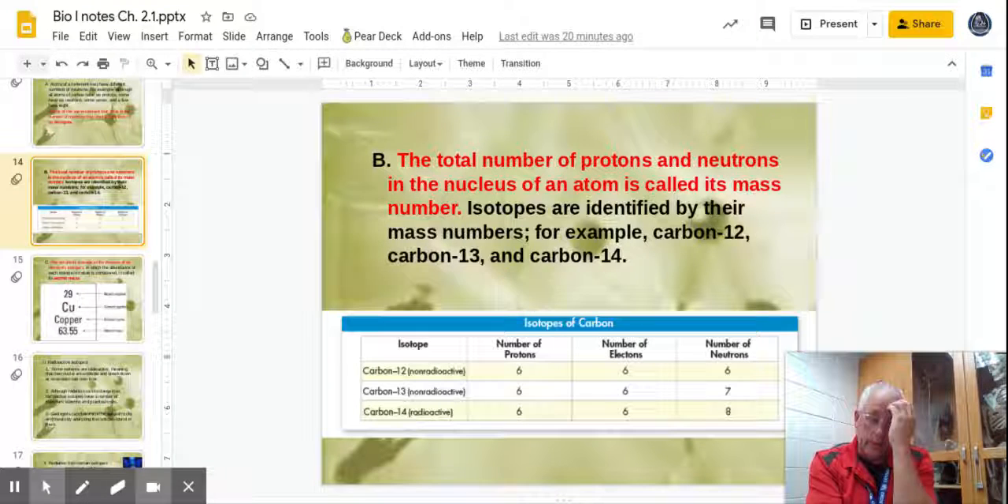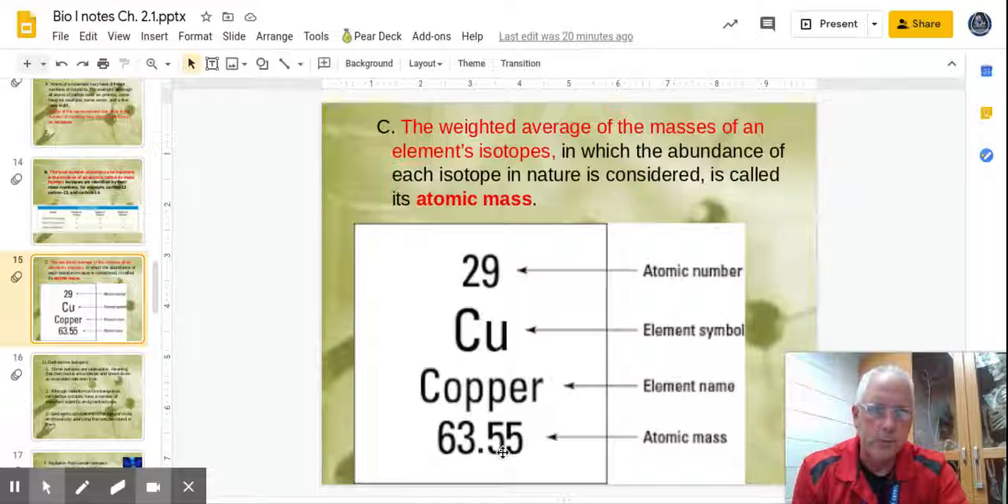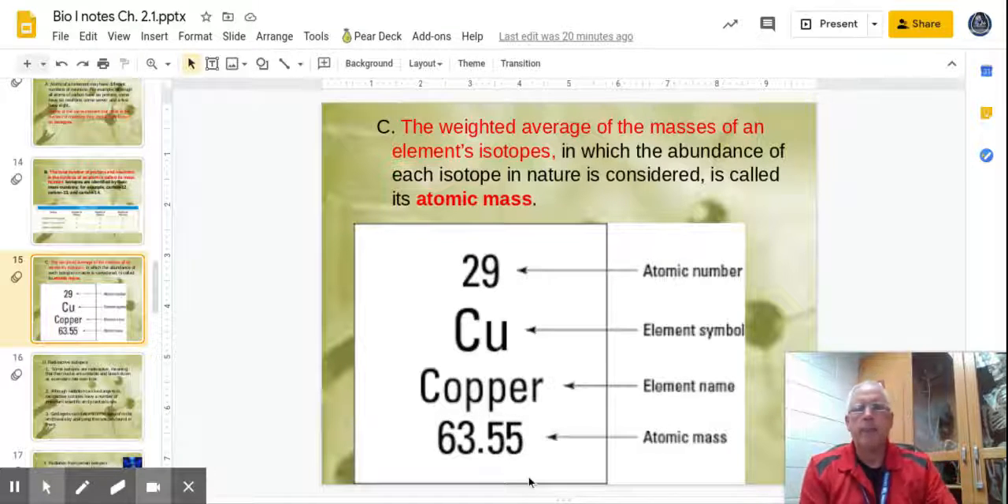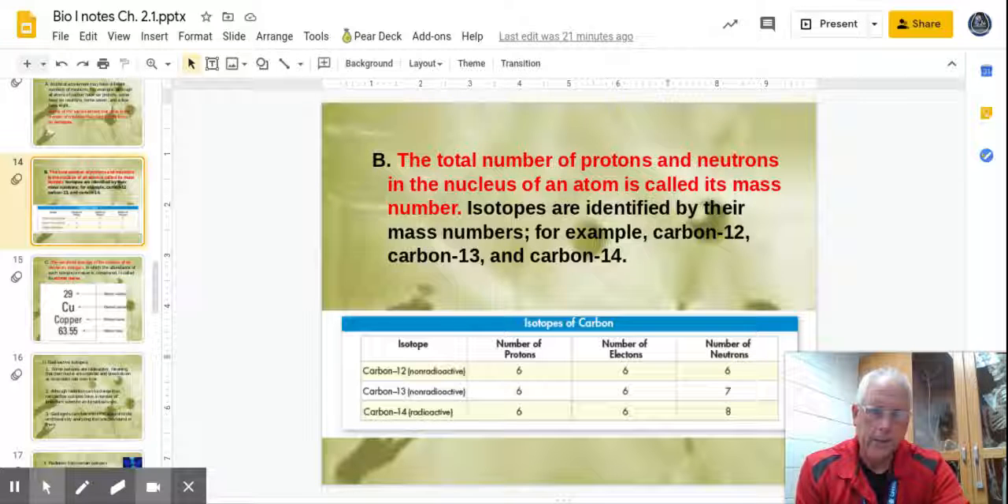Now, here's where it gets confusing. So stay with me. A mass number is protons plus neutrons. What's the deal then when I look on a periodic table and I see these decimals? So we always put at the bottom of a periodic table the atomic mass. Here's the difference. So listen closely. Good quiz question Monday. The atomic mass is the weighted average of all the isotopes. So we have to go back and take 12, 13, 14. We add up all these isotope numbers, we divide by 3 and we get a decimal. That is atomic mass. Okay?